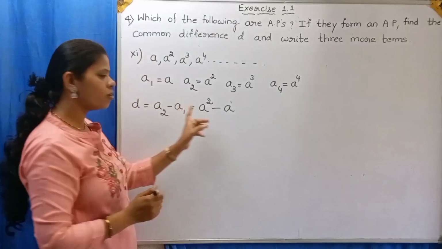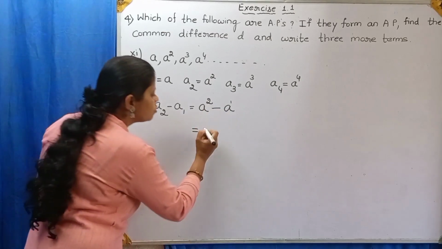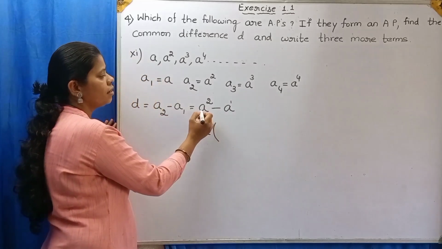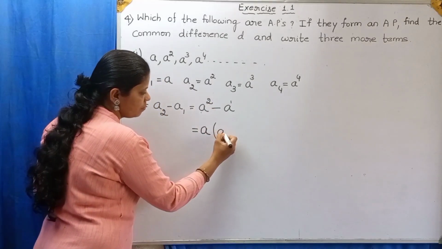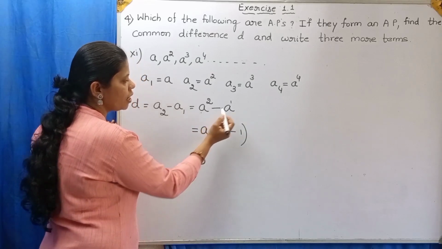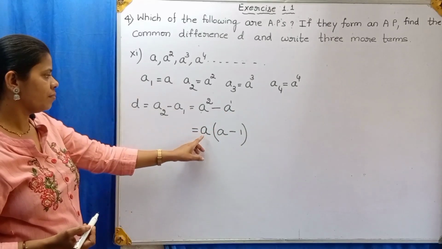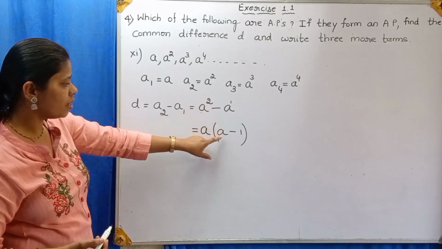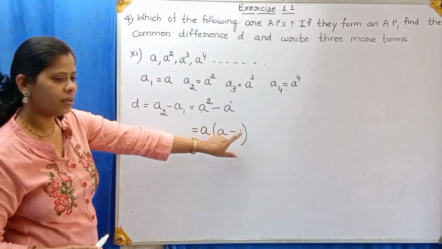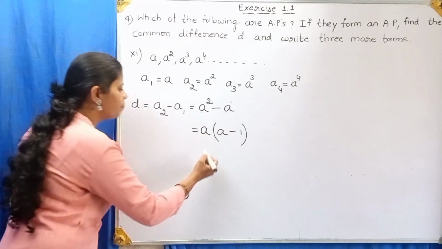Now in both, what is common in both? A, it is common in both, right? So let me take a outside. Then what will remain here? A minus 1, right? Already we have taken a to the power of 1 outside. Simply we can write it as a. Therefore, what will remain here? A minus 1, because already we have taken a outside the bracket. Okay.